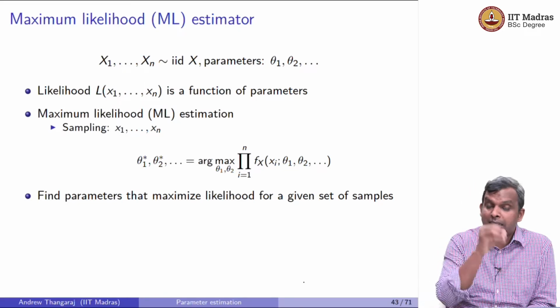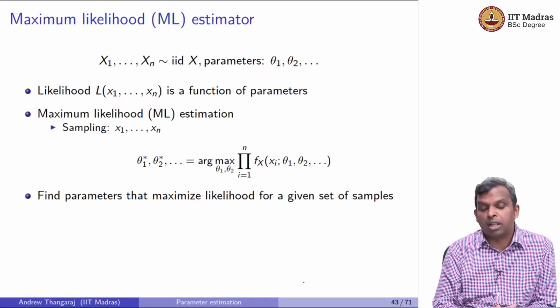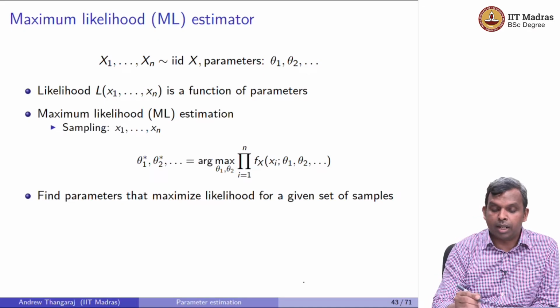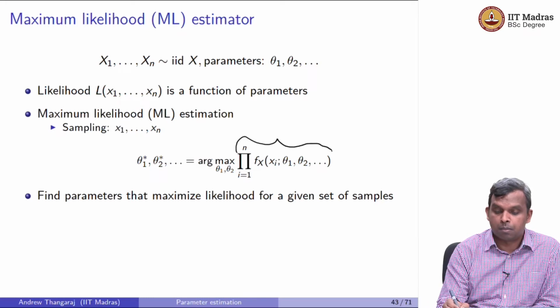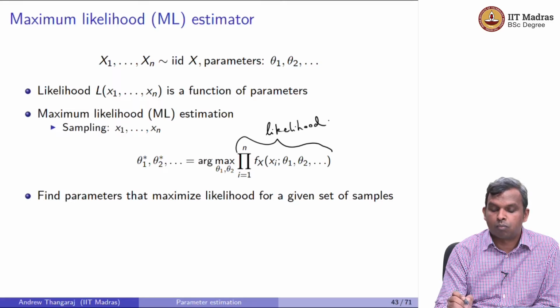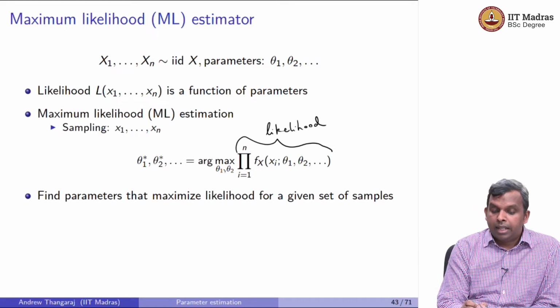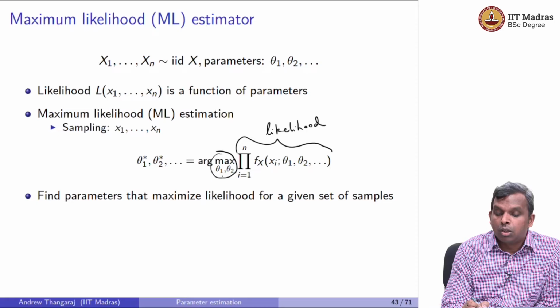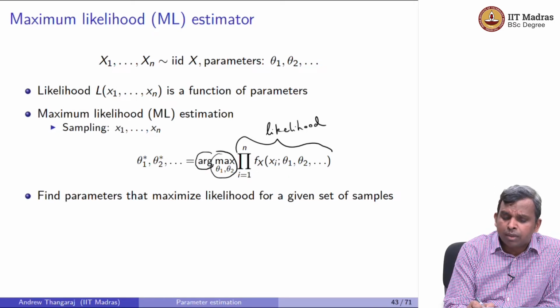So you've got a particular sampling instance, small x1 through small xn, and you compute the likelihood function. This is the likelihood. And then you maximize the likelihood over the parameters theta 1 and theta 2. And what is this ARG doing?